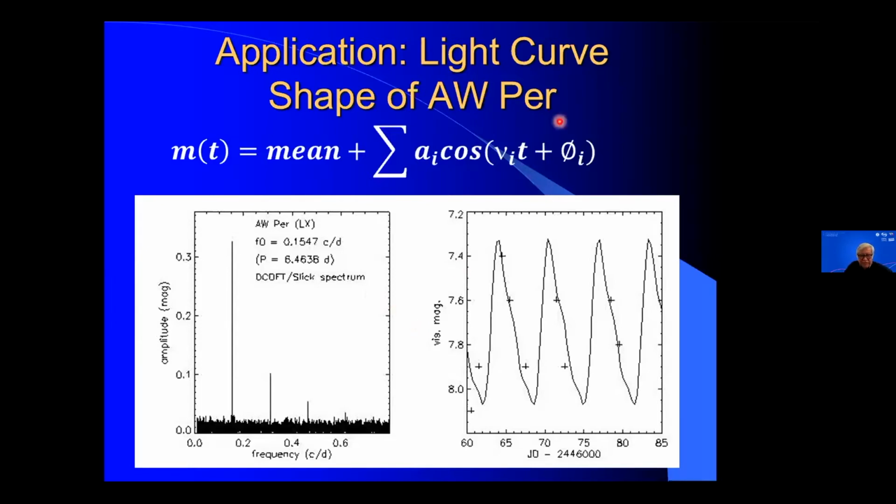This is the shape of AW Persei. This is a pulsating star with a not so sinusoidal shape. So that's why they use additional terms here to represent the light curve of AW Persei, but with the fundamental period that comes from the Fourier analysis of the light curve of this variable star. So that's all about the Fourier transform.